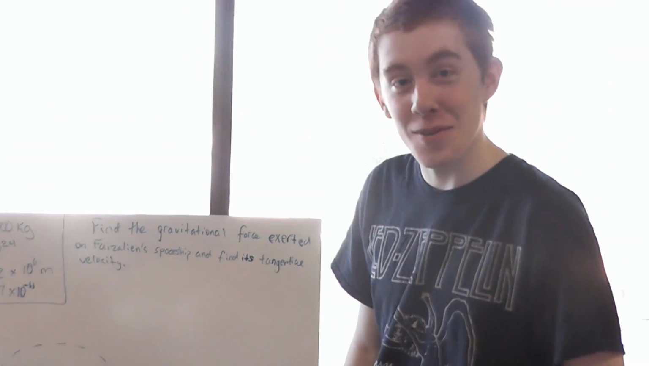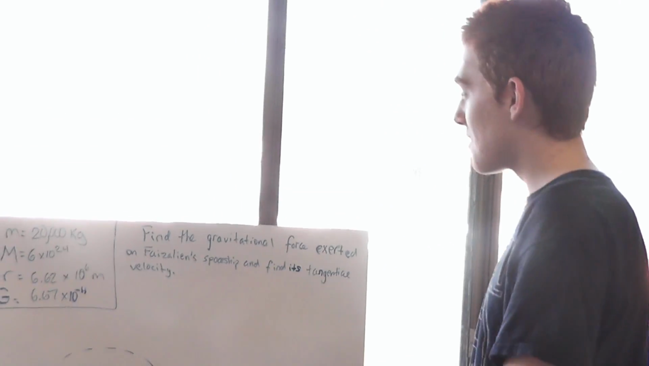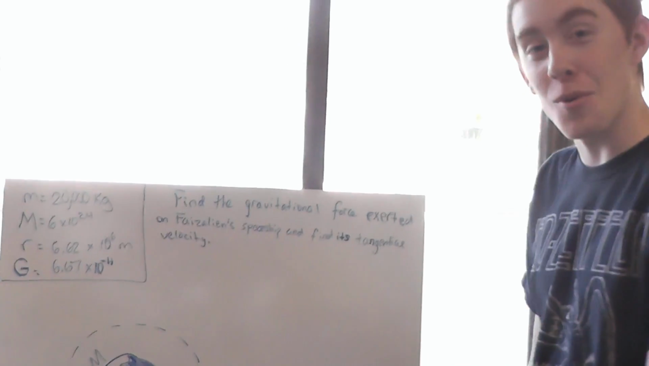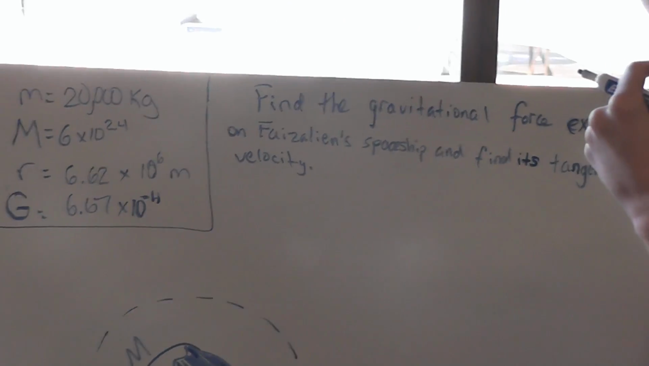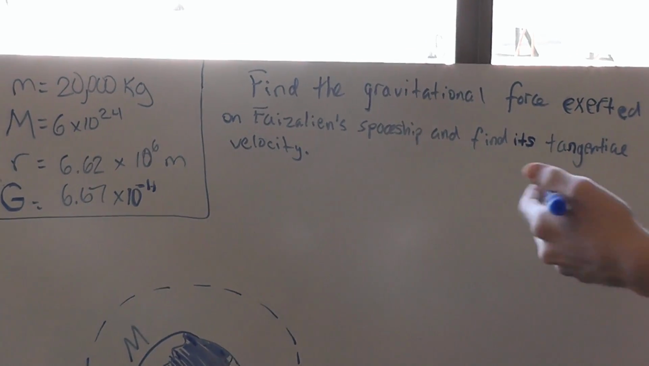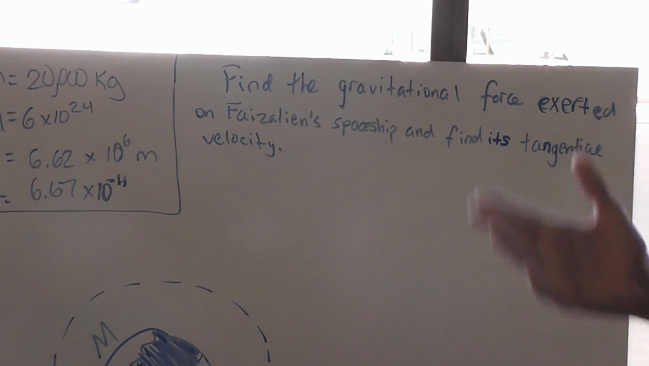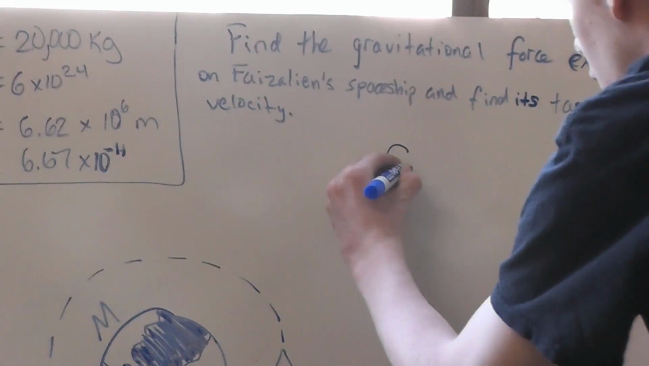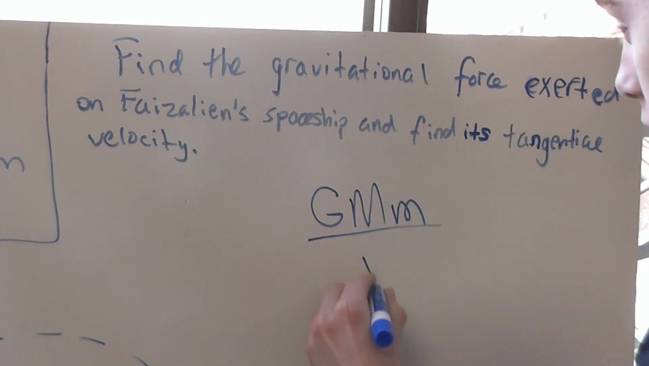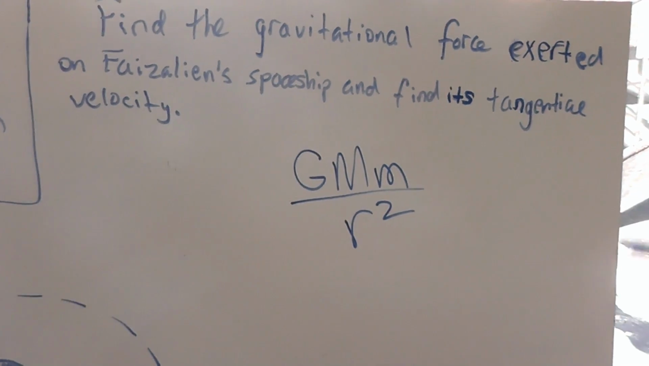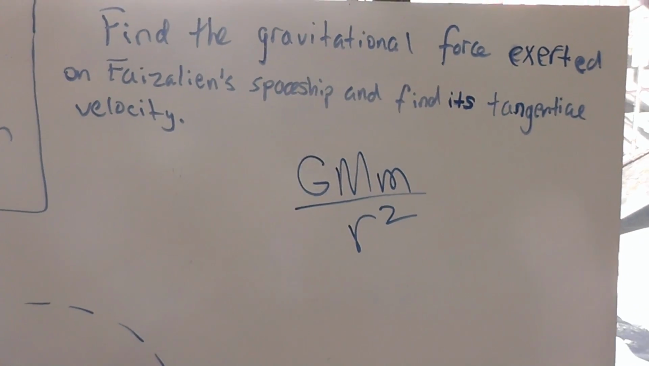Physics, the final frontier. Phasalian, our good pal, was orbiting the Earth in his wee little spaceship, and we want to find out the gravitational force exerted on him by the Earth. So, using our good old G, big M, little m, over r squared, we can plug in these variables to find out that force.